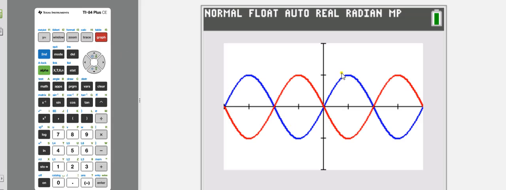So the blue is sine x and the red line is negative sine x. They look exactly alike, it's just that negative sine x is a reflection of sine x with respect to the x-axis. So if you want to graph negative sine x, you start from 0. However, instead of going up, you need to go down and come back up. But they both have the same amplitude.